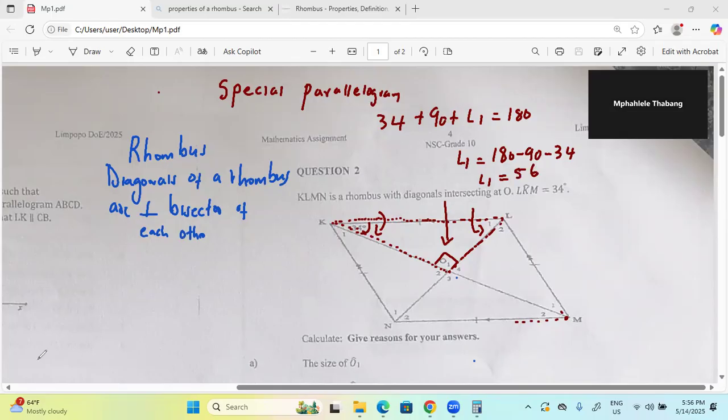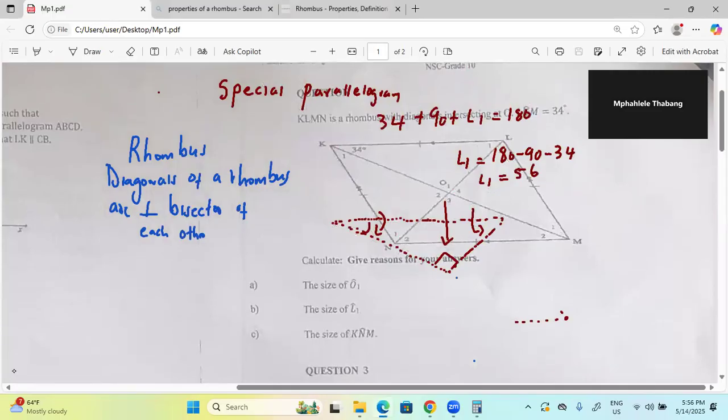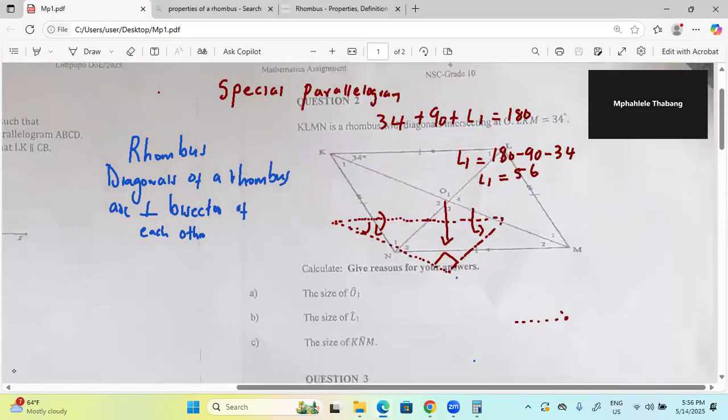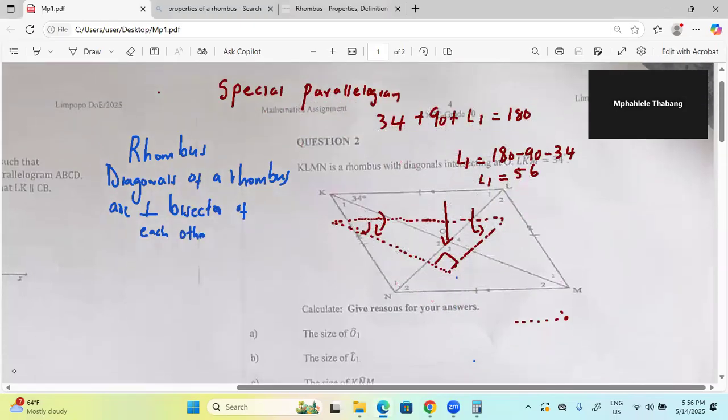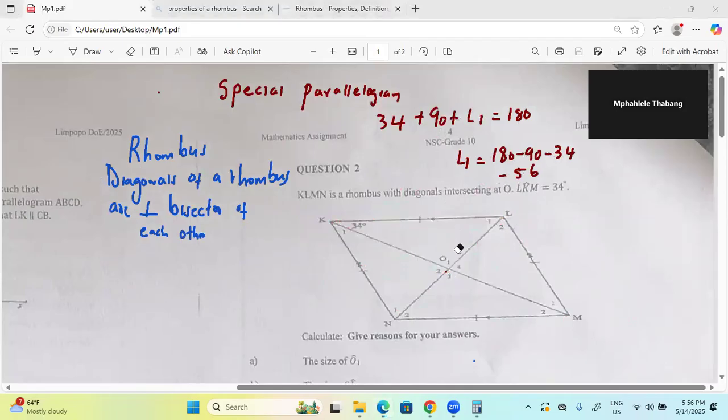Okay, L1 is 56. Now you say the size of K and M. So he's looking for N in triangle K and M. Let me erase so fast. He's looking for angle N in triangle K and M. So he's looking for this N in triangle K and M.